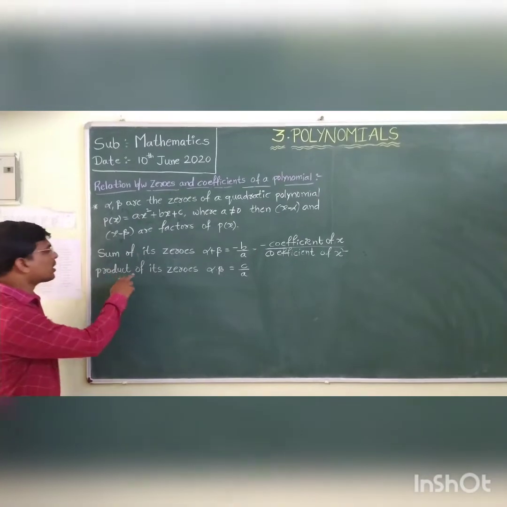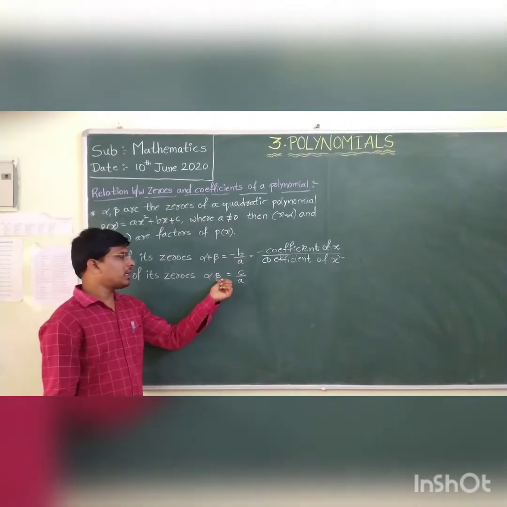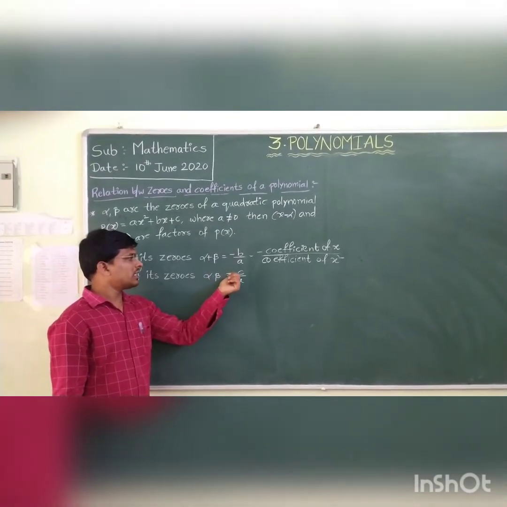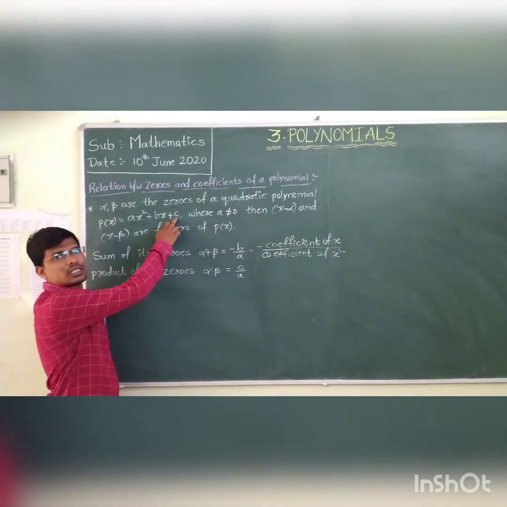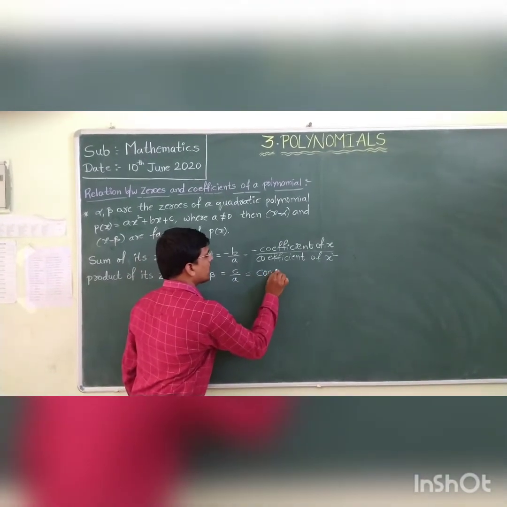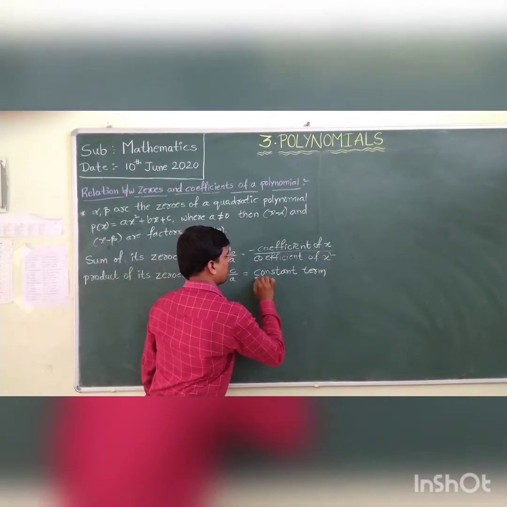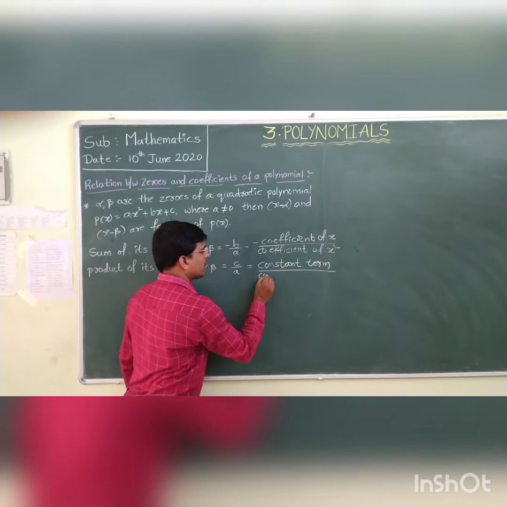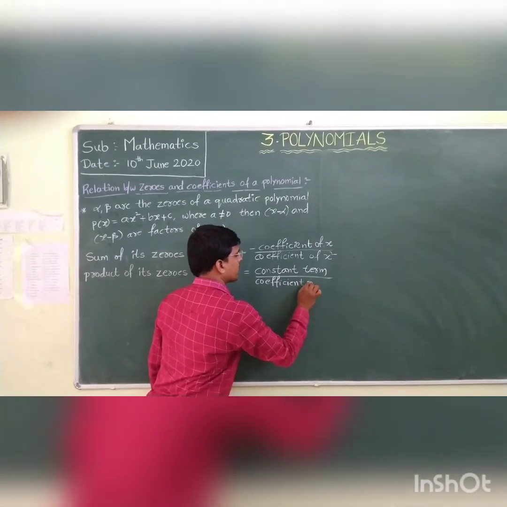You can remember easily if you write like this. Next, product of its zeros, alpha into beta. Product means multiplication of the zeros, alpha into beta is equal to c by a. What is c here? The constant, because it has no variable. So we can write constant term by what is a here? Again coefficient of x square.